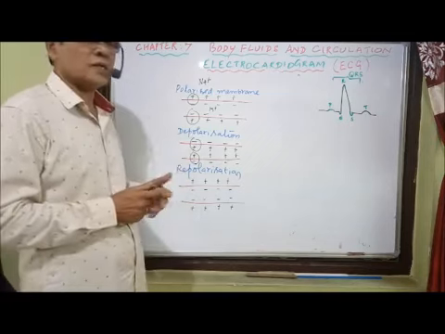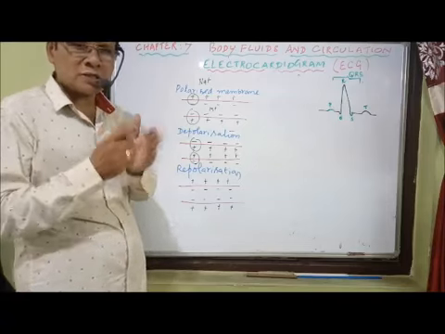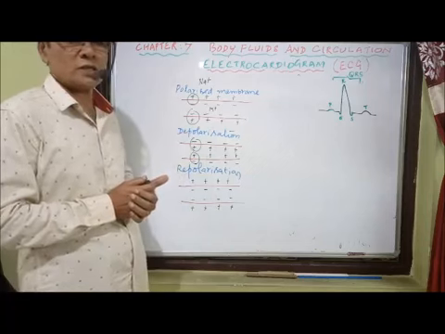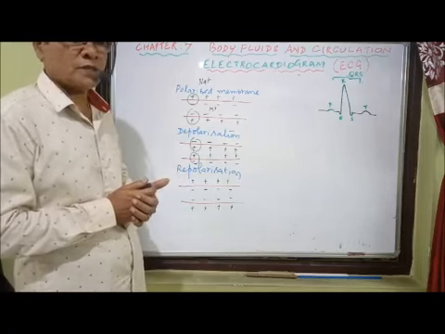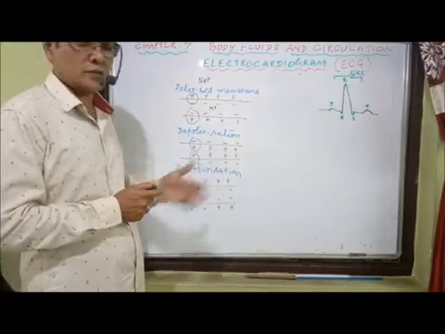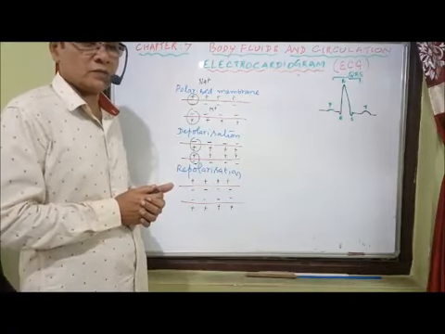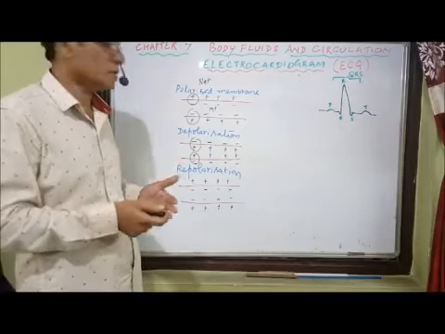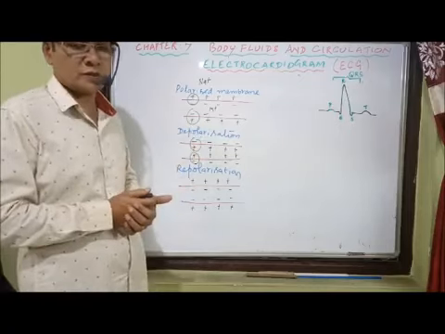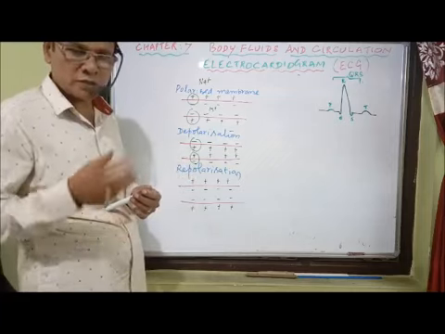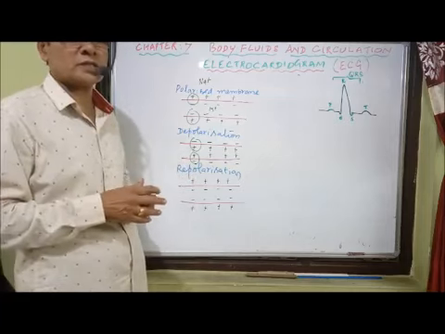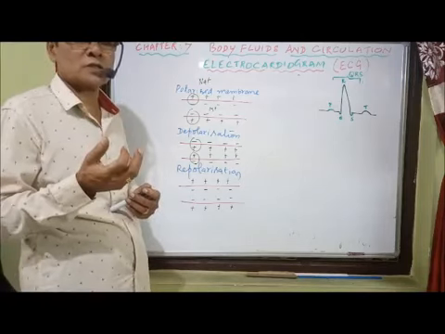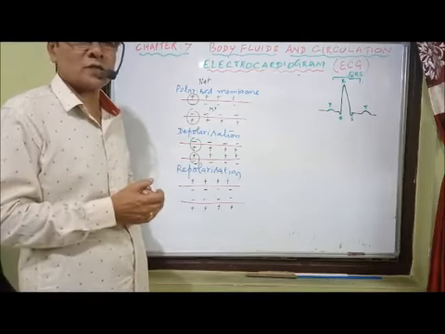That generates electrical impulses. The generation of electrical impulses by depolarization is called electrical potential, or action potential. Because of the changes in electrical potential across the heart, we have the different waves. So this is the action potential generation because of depolarization. That electrical potential is responsible for the contraction of the heart muscles.